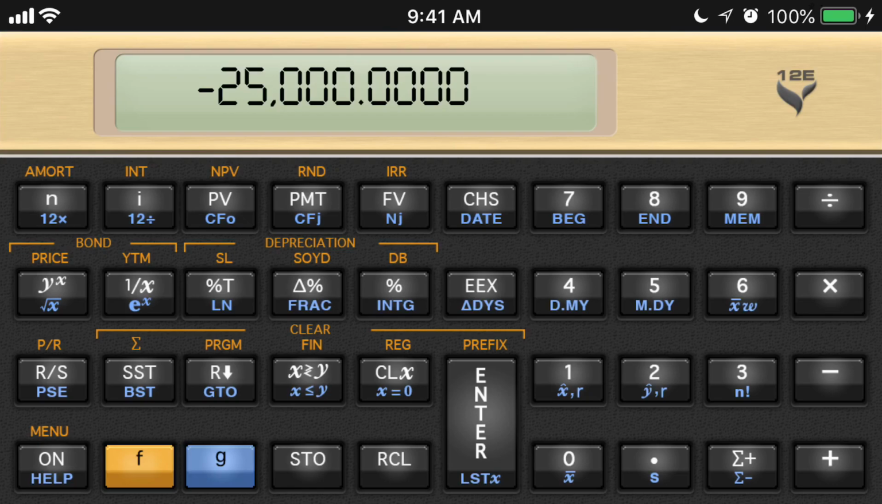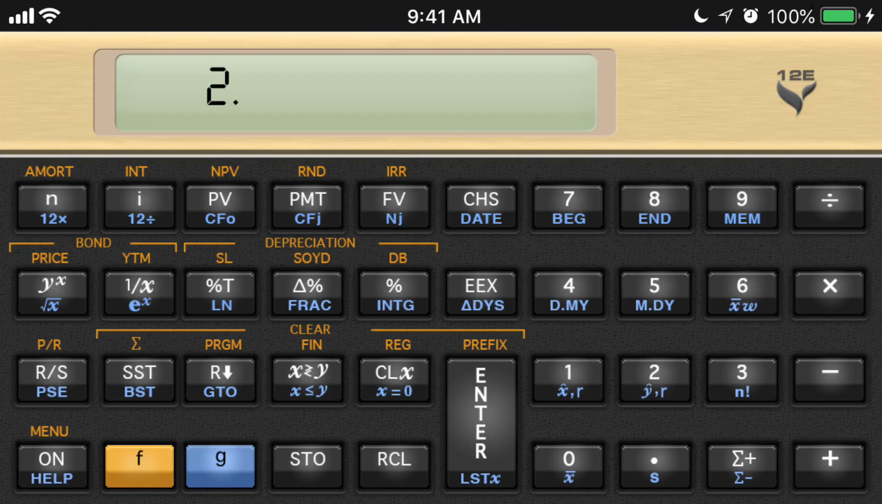Interest rate is 2, so we're going to enter it as 2. But when we enter it into the calculator, I'm going to hit G and then I. You can see that right under the I in blue, it says 12 divide. Basically what it's doing is taking your annual rate of 2%, or whatever it may be, and dividing it by 12 to give you a monthly interest rate.